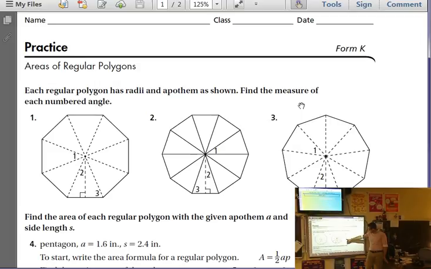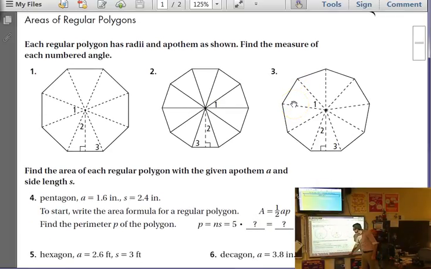So 1 and 3 are almost the same, except 1 is an octagon and 9 is a nonagon. So if we look at 2, since 2 is kind of more unique, how would I solve for this angle 1? And they actually name their angles in the order that you want to solve them.